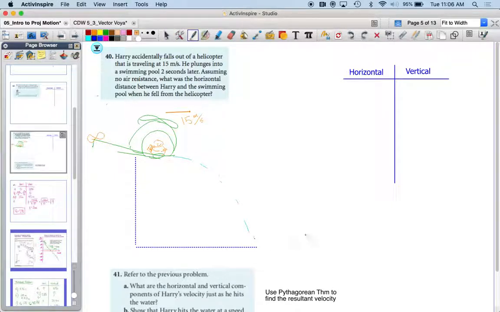So we know acceleration always for any projectile motion. We know in the horizontal direction it's 0, and in the vertical direction it's 10 meters per second squared on Earth.